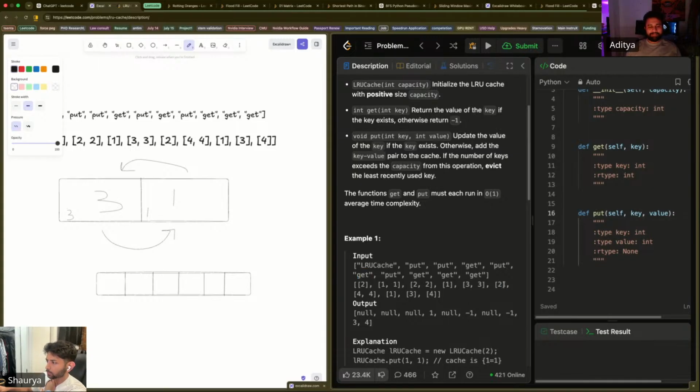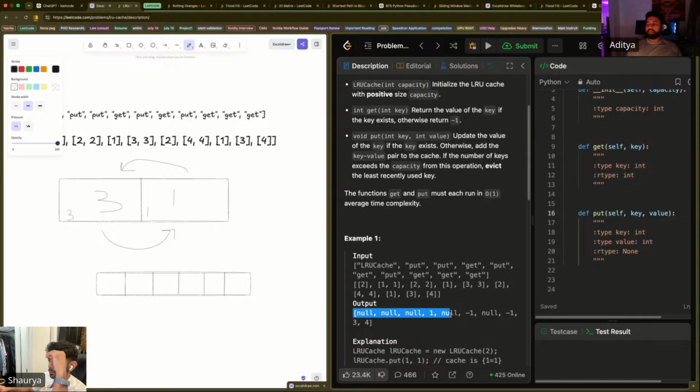Now we want to get 2. But 2 does not exist. So what will happen? It returns -1. So returning -1 will do what? Nothing, it will just return -1. Oh, okay. Null, null, 1, null.